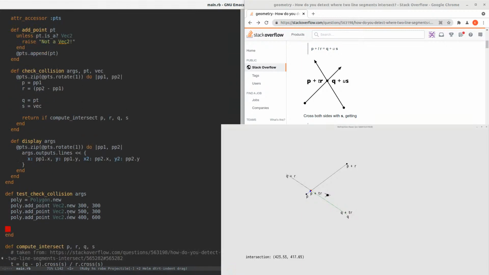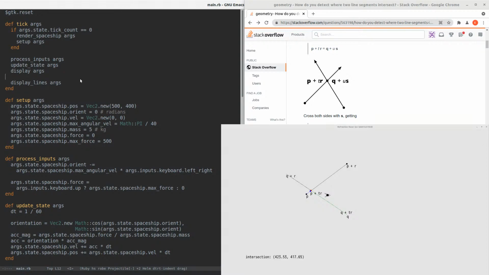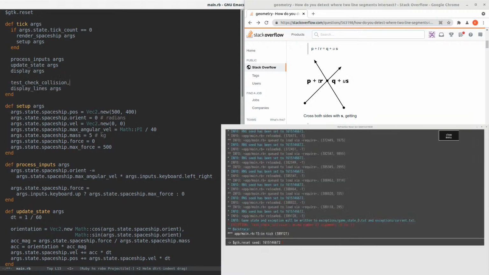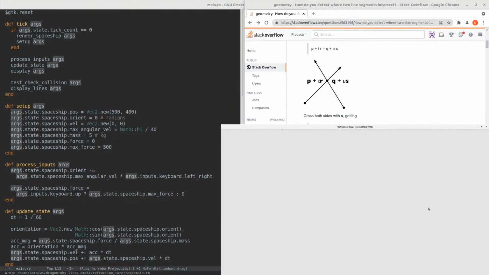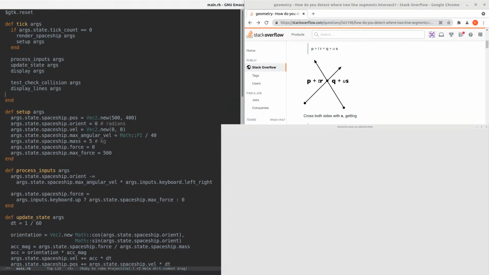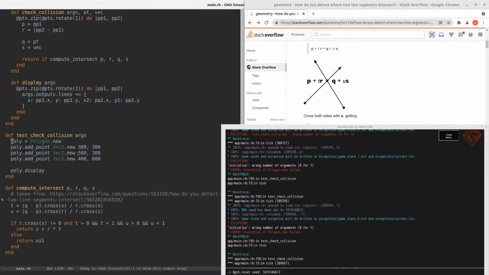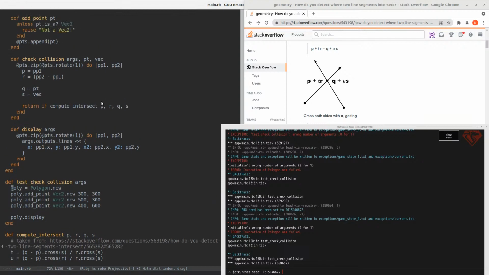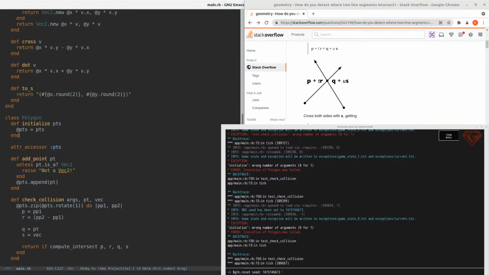And now if we call poly.display, and then we will call test_check_collision on args, it will presumably no longer, well, no, it will give us an error because, of course, I messed something up here. Pretty obvious, probably. 150? Oh, I guess we need something there. I guess we can, by default, set this equal to nil.